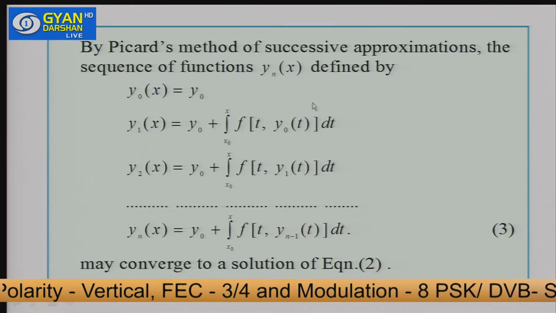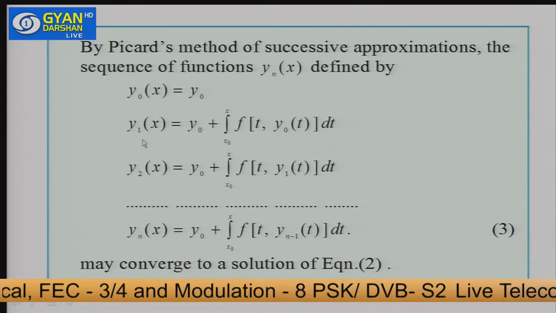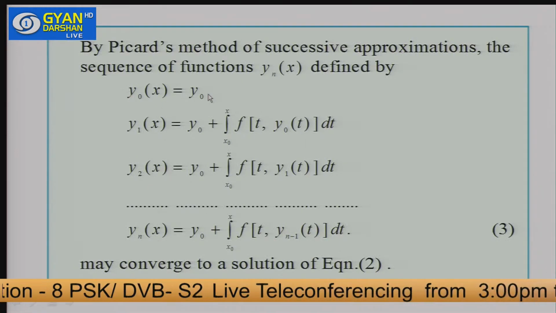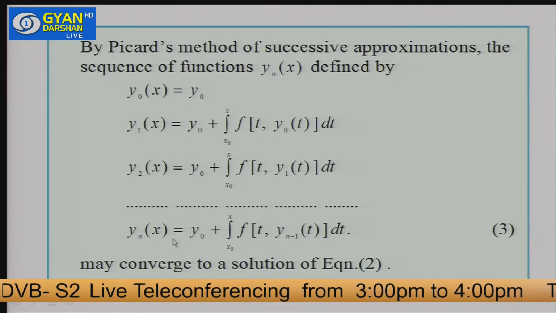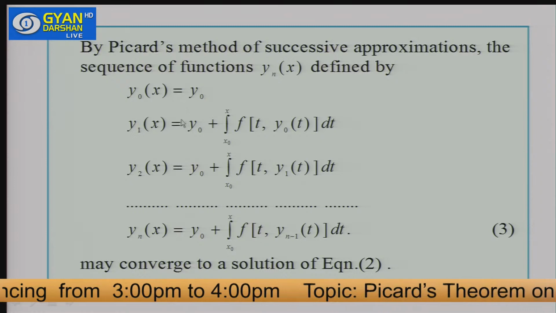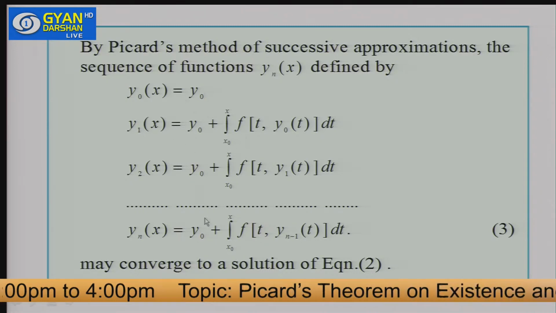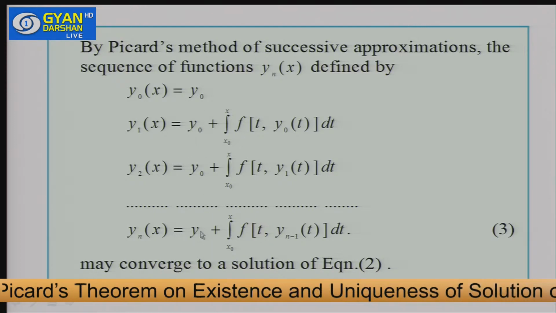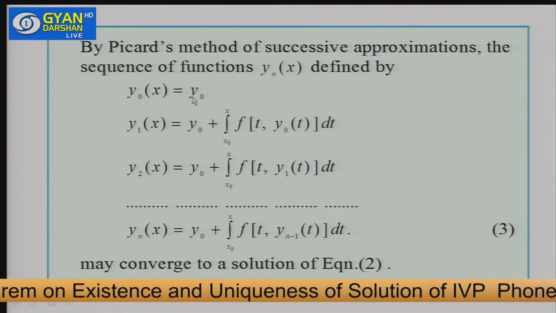Let's move on. So this is how, as I have already told you, I am constructing a sequence. What is y0? This is the initial value. What is y1? This is a sequence of functions, y1, y0. This is called Picard's method of successive approximation. This is not my thing anyway. So this is how they have constructed it.